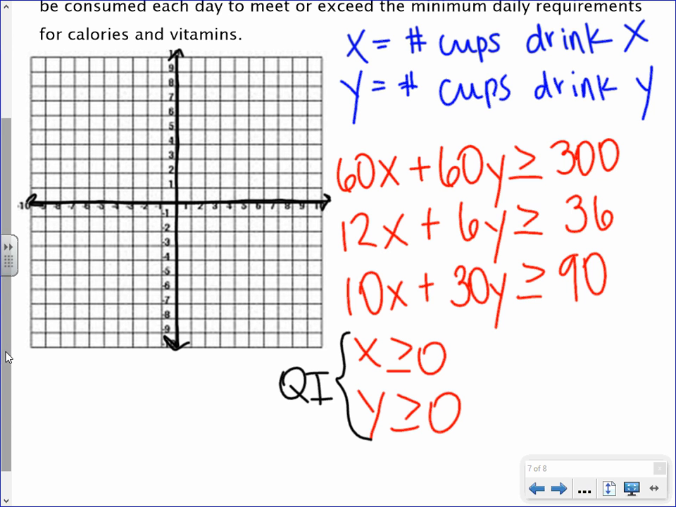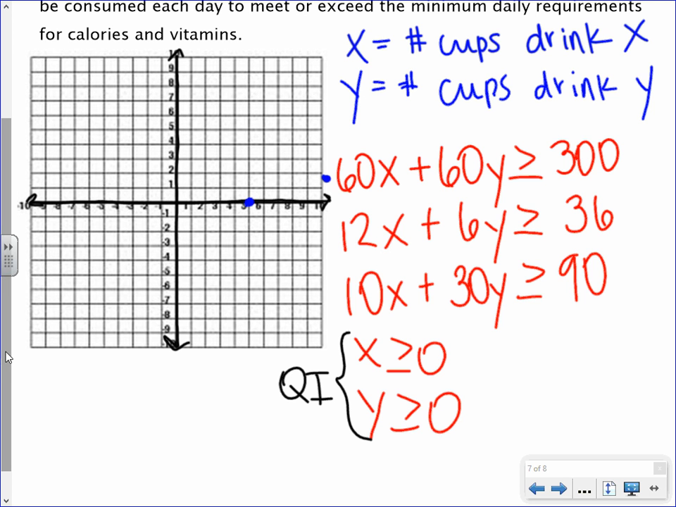Now, I don't think that you should waste your time putting each of these in slope-intercept form. Let me remind you how to graph lines by using the intercept method. How do we find an x-intercept? Put a 0 in for y. Very good. So, I'll graph this one in blue here. If we plug a 0 in for y, we have 60x equals 300. If 60x equals 300, what is x? 5.